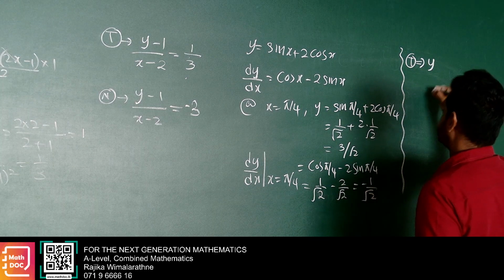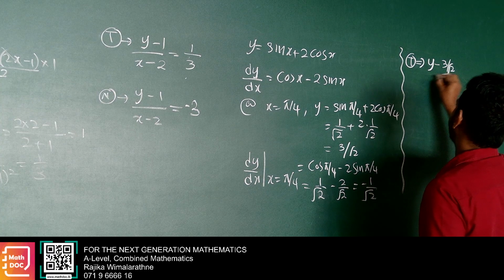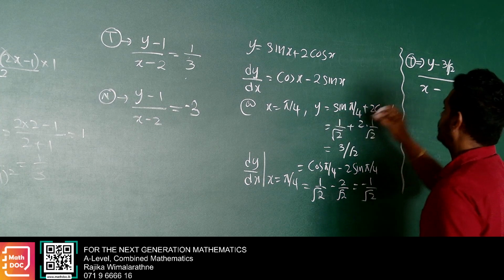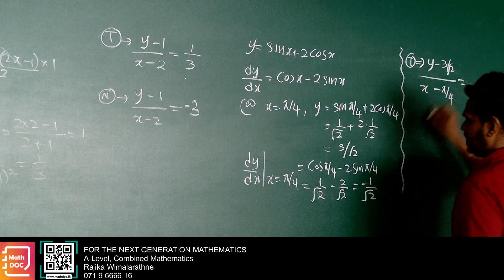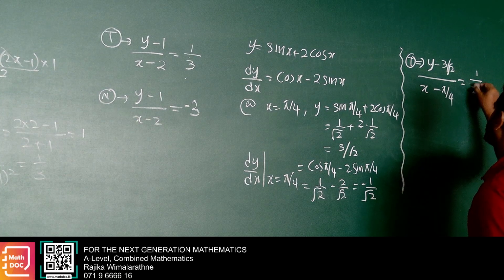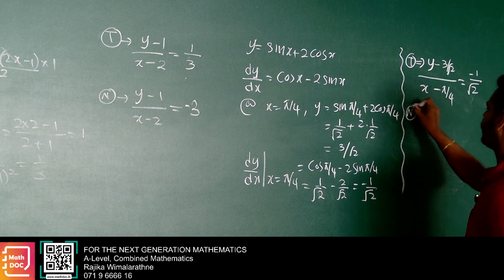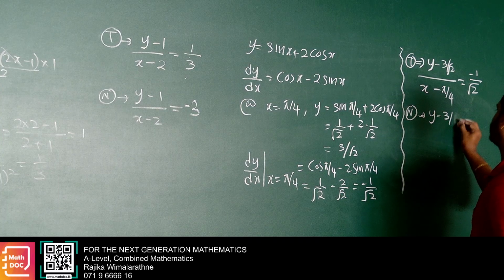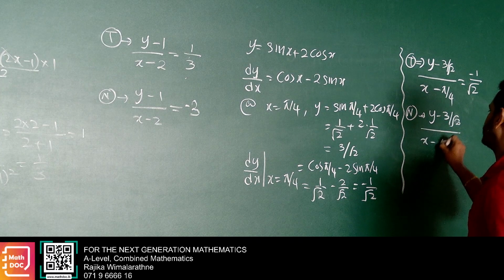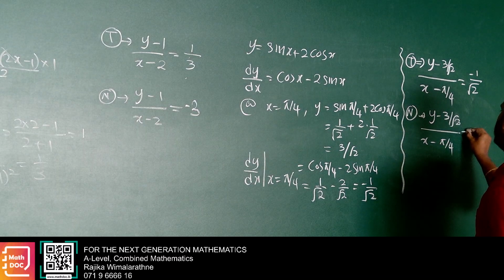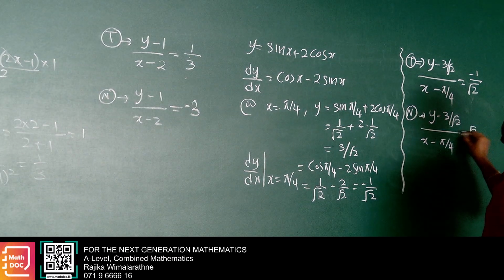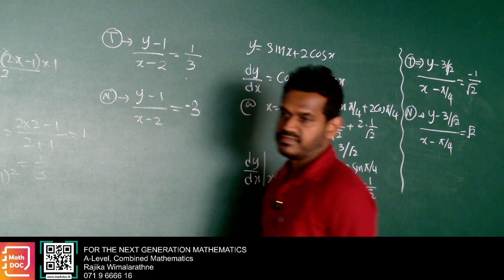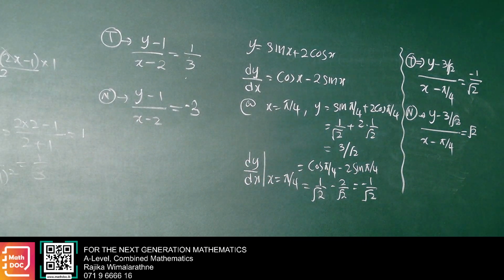Then tangent equation: y minus 3 over root 2, x minus pi over 4, equals minus 1 over root 2. Then normal: y minus 3 over root 2, x minus pi over 4, take the reciprocal and reverse the sign. That's the normal. Continue.